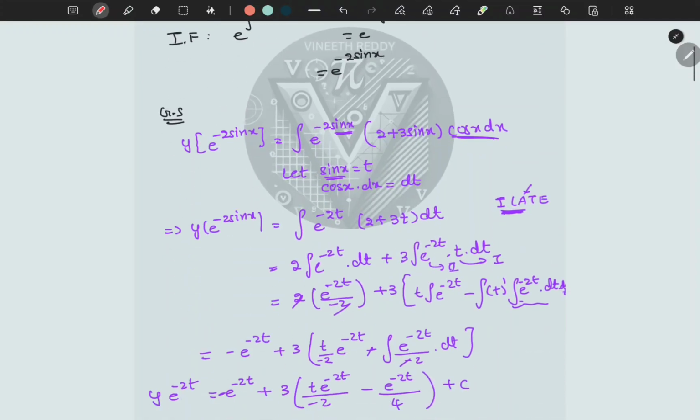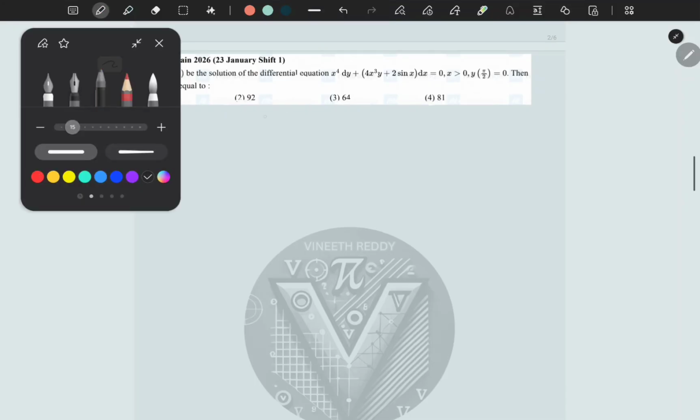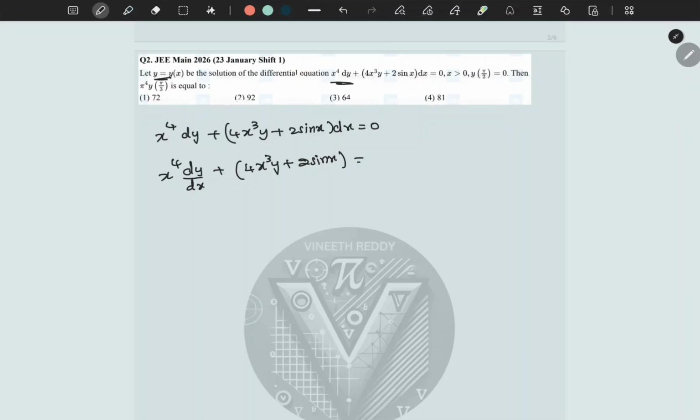Now let us go to the next question. So the next question says, again, y is equal to y of x be the solution of the differential equation. We have the differential equation. Again, we'll try to write it in linear in y. So we get the differential equation as x power 4 into dy plus 4x cube y plus 2 sin x into dx is equal to 0, dear students. So simply divide with dx on both sides. We get x power 4 into dy by dx plus 4x cube y plus 2 sin x is equal to 0.